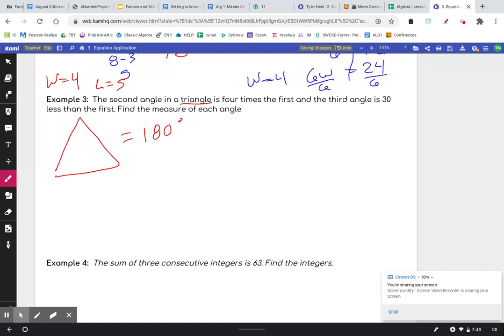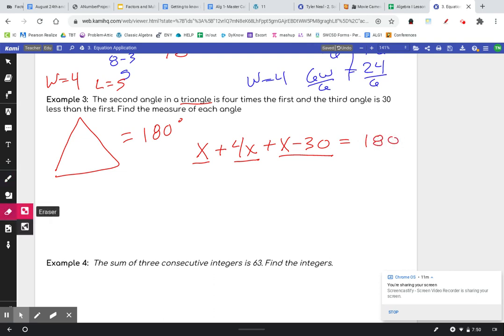Okay, and we're being told about each one of these angles. We know that the second angle of the triangle is 4 times the first, and the third angle is 30 less than the first. So, okay, we don't know anything about the first, so let's just go ahead and call it x, right? Our first angle plus our second angle, which is 4 times the first. So we're going to have 4x, plus, well, our third angle is 30 less than the first, so we can have another x minus 30, right? We have angle number 1 plus angle number 2, which is 4 times as big, plus angle number 3, which is 30 less than the first one, is equal to a total of 180 degrees.